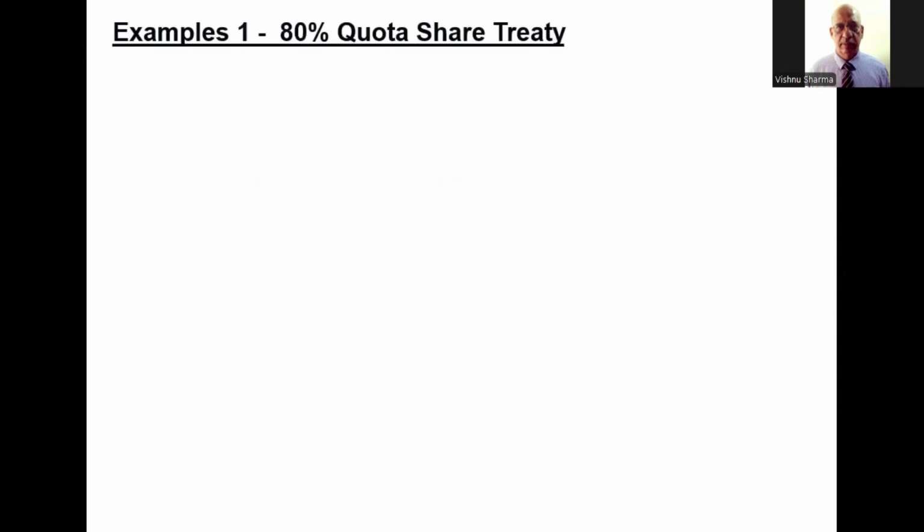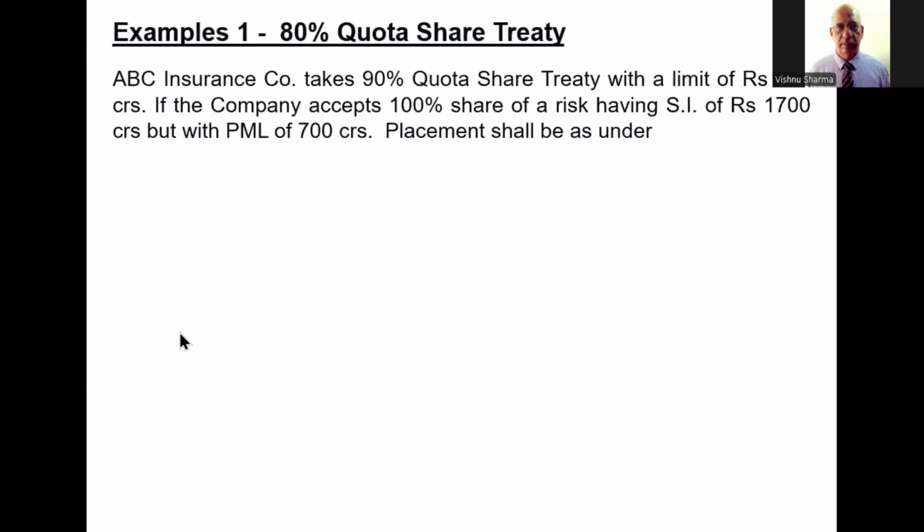Now let us see a few more working examples. Now ABC insurance company, let us see more examples. He takes 90% quota share treaty with a treaty limit of 500 crores. The treaty limit is only 500 crores, it is 90% quota share. That means 10% is the retention and 90% is going to the reinsurance company. If the company accepts 100% share of a risk where the sum insured is 1700 crores, but with a PML of 700 crores only. 700 crores is the PML.